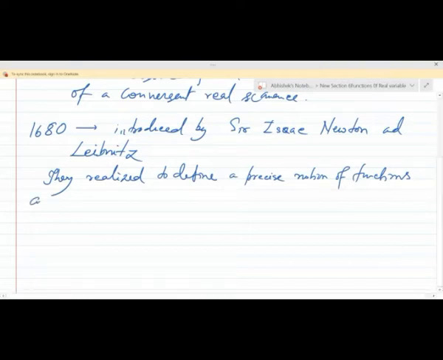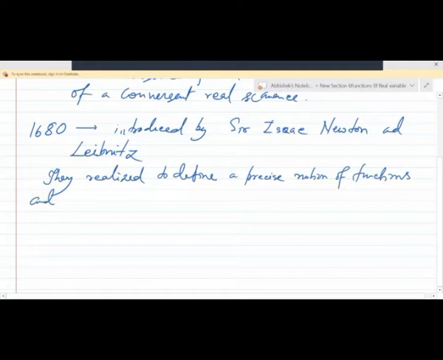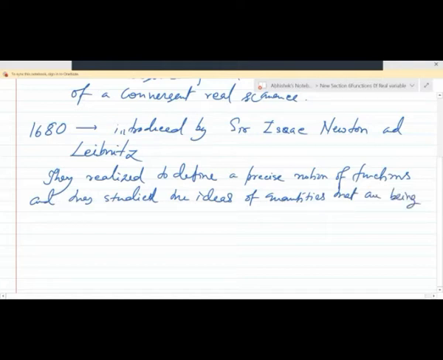And with respect to these functions, they studied the ideas of quantities that are being close to each other. Okay.